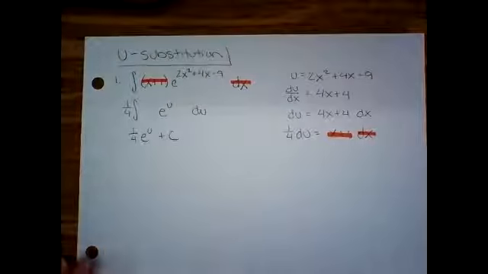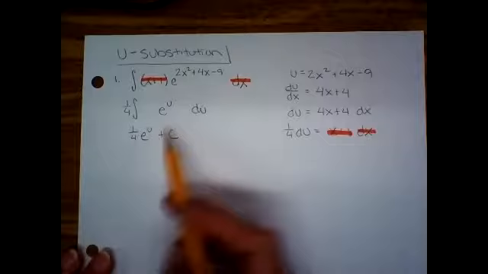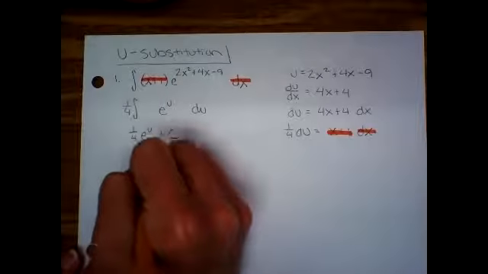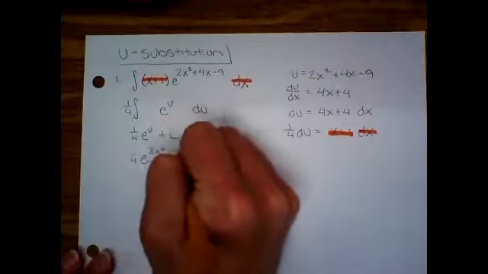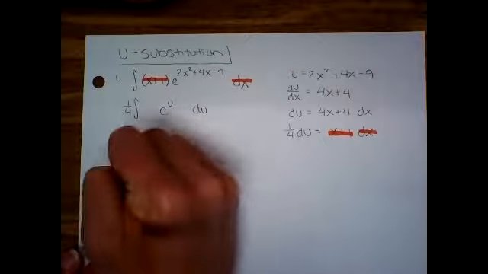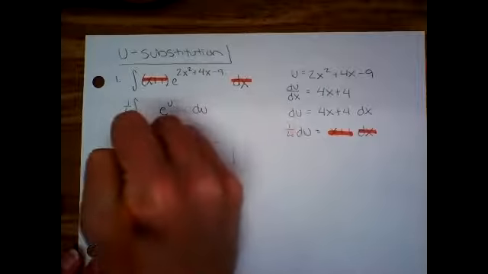And then the last step, you're going to plug this stuff back in for u. So it's 1/4 e to the power of all of that plus c.